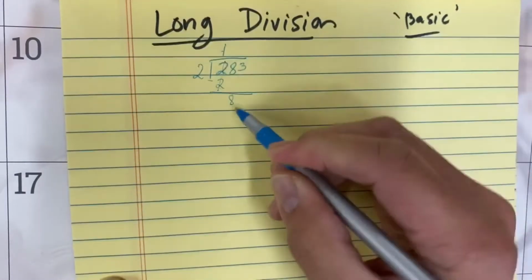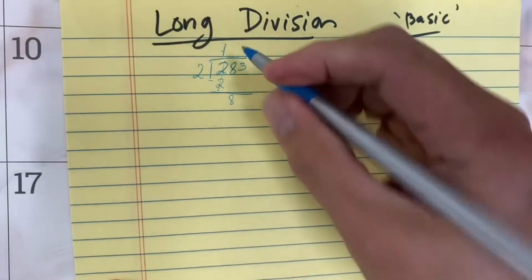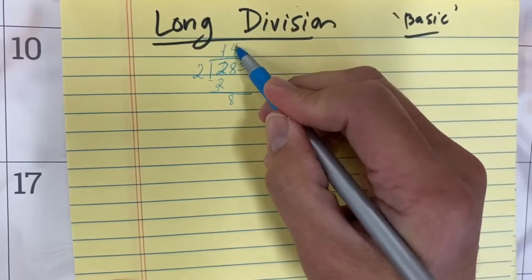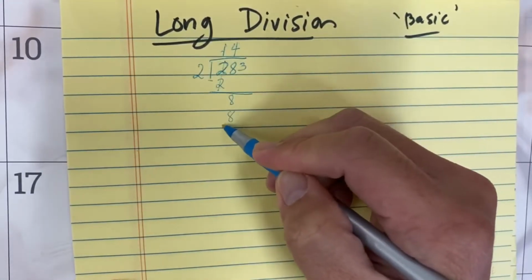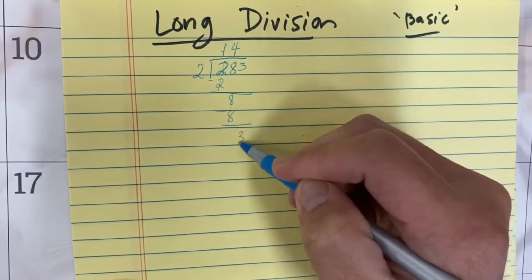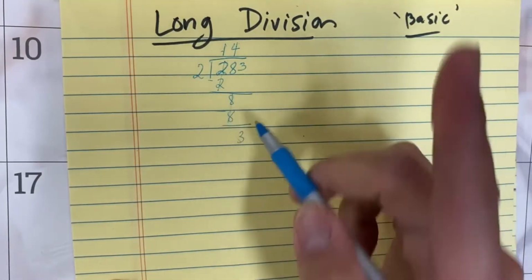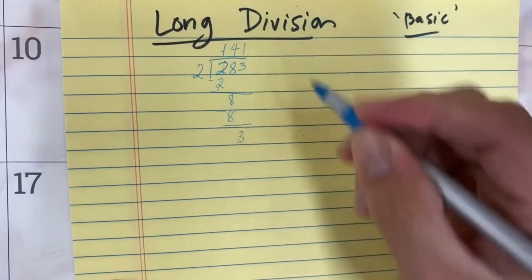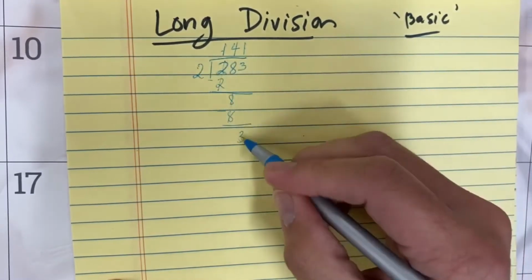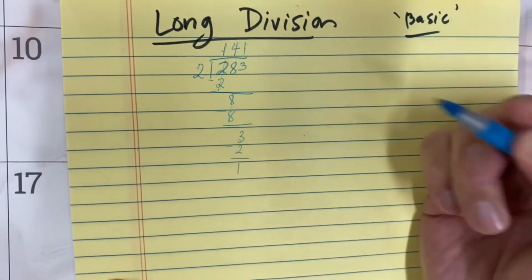Drop the 8. Then you divide it again. 8 divided by 2 is 4. So put the 4 there. 4 times 2 is 8. Cancel it out. Drop the 3. Can you divide 3 by 2? Yes. There's only one 2 in a 3. So put a 1 there. 1 times 2 is 2. So minus 2 there. That will give me 1.